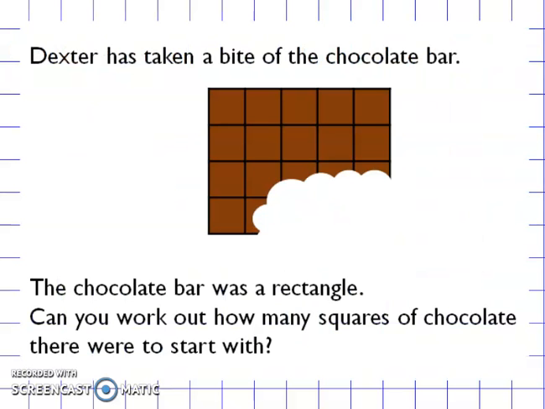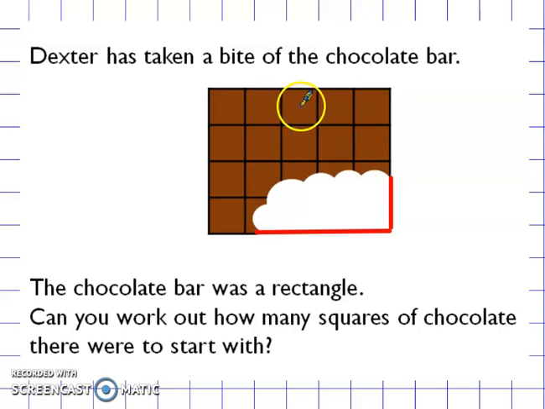Let's have a look at this. Dexter has taken a bite of a chocolate bar. The chocolate bar was a rectangle. Can you work out how many squares of chocolate there were to start with? So we need to just finish off with some dots, his chocolate bar. I'm just going to use my lines to help me to visualise where the chocolate bar ends.